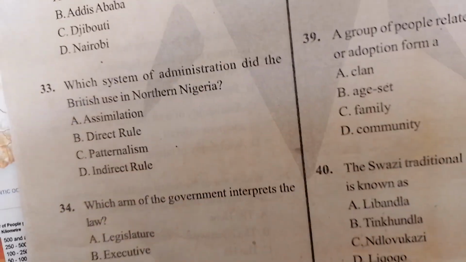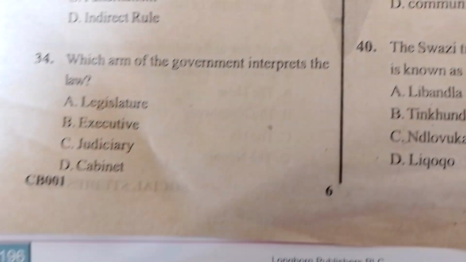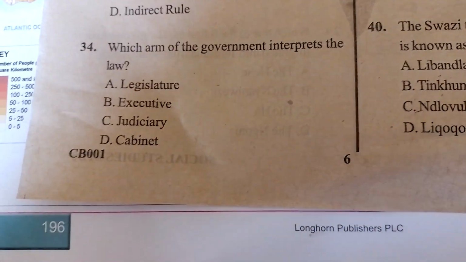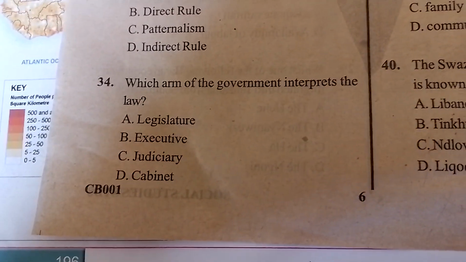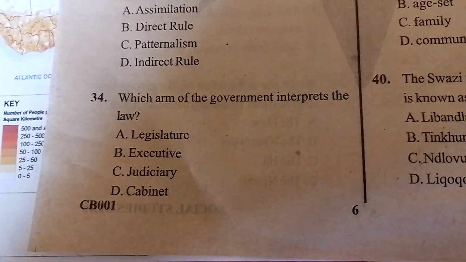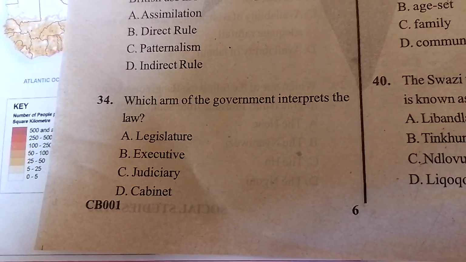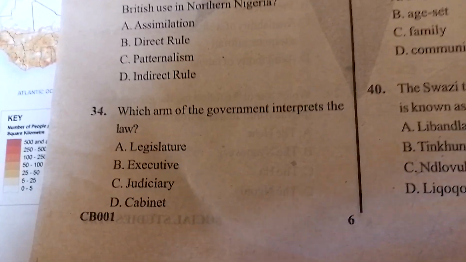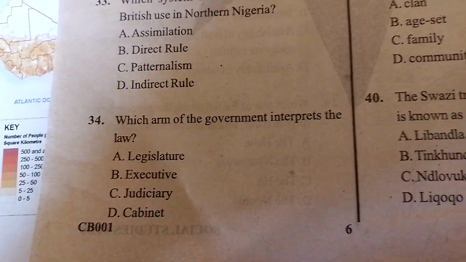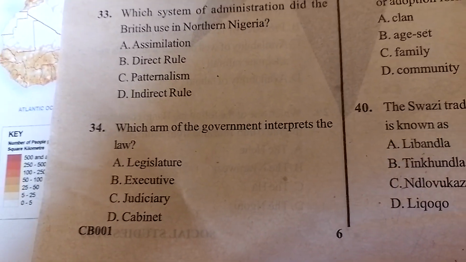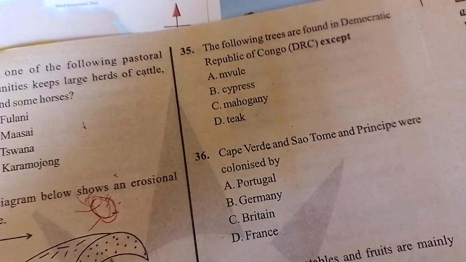Which arm of government interprets laws? Legislature makes laws and also amends. Executive implements. Judiciary interprets the laws. And the cabinet, of course, is not an arm of government. The cabinet formulates the government policies.